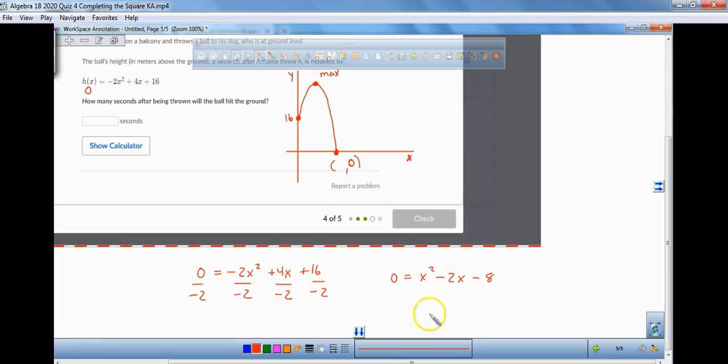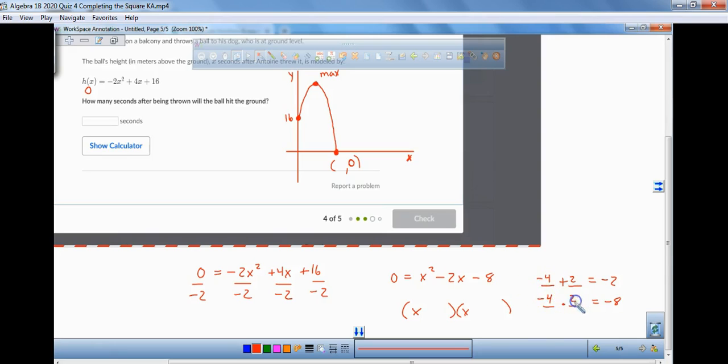Now, the reason I divide everything by negative 2 is that it allows me to factor this a lot easier. So watch when I factor this. We're looking for two numbers that add together to equal negative 2, and those same two numbers multiply together to equal negative 8. What are those two numbers? What two numbers add together to equal negative 2 and multiply together to equal negative 8?